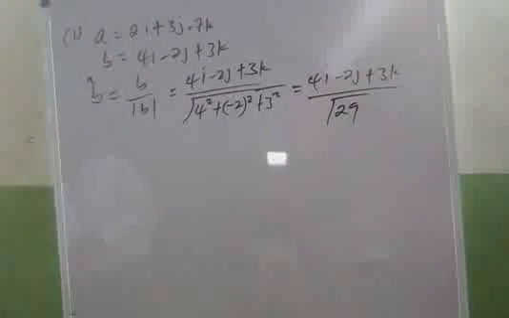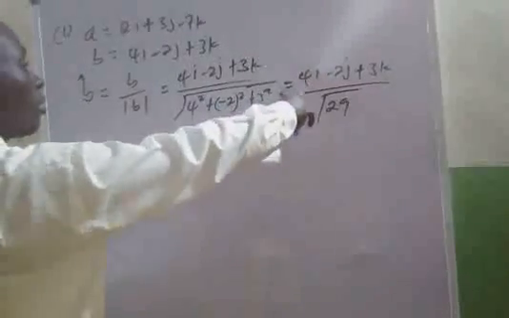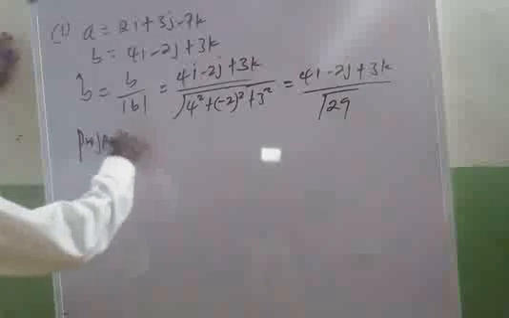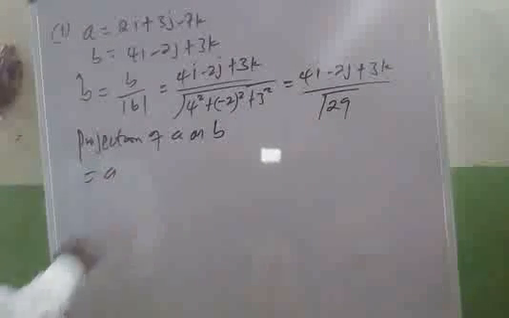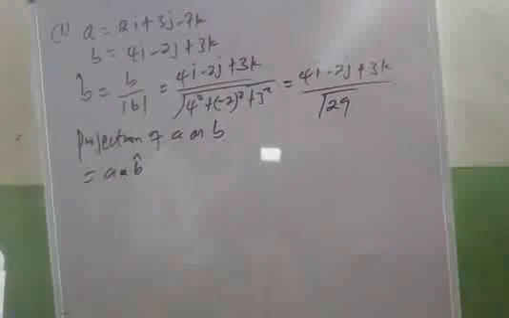So that will be the what? This is the unit vector B. So what is the projection of A on B? The projection of A on B is equal to A dot unit vector B.